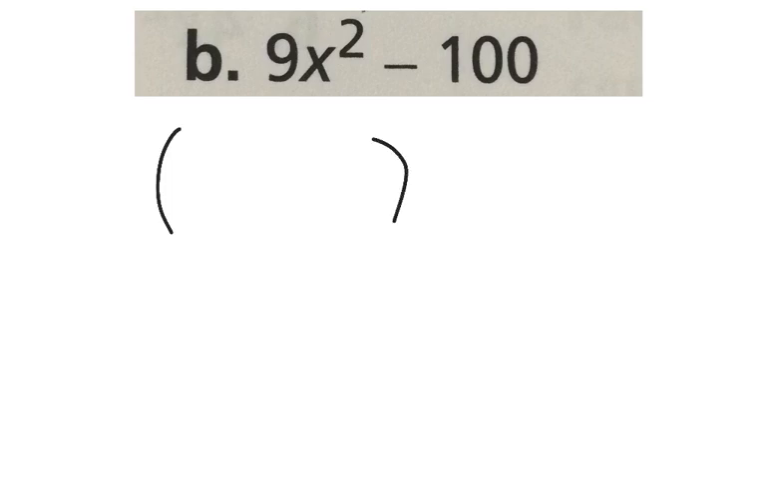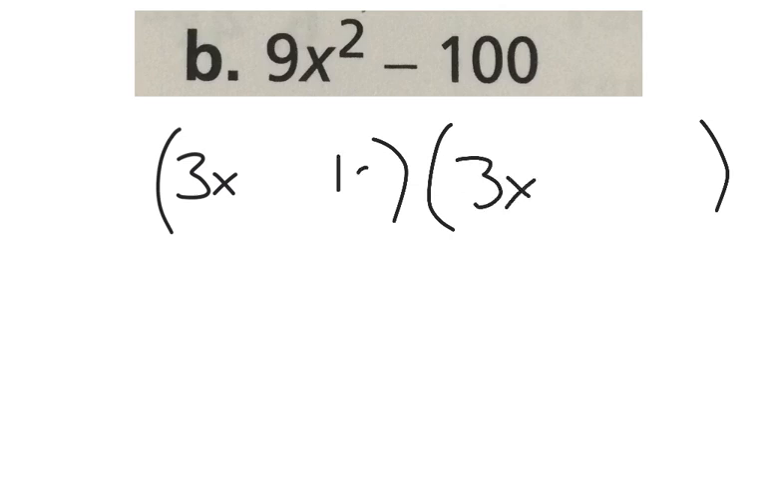So if this is a difference of squares, this factors to be 3x plus 10. The square root of the first term, which would be 3x, and the square root of the last term, which is 10. And then we alternate the signs between them.